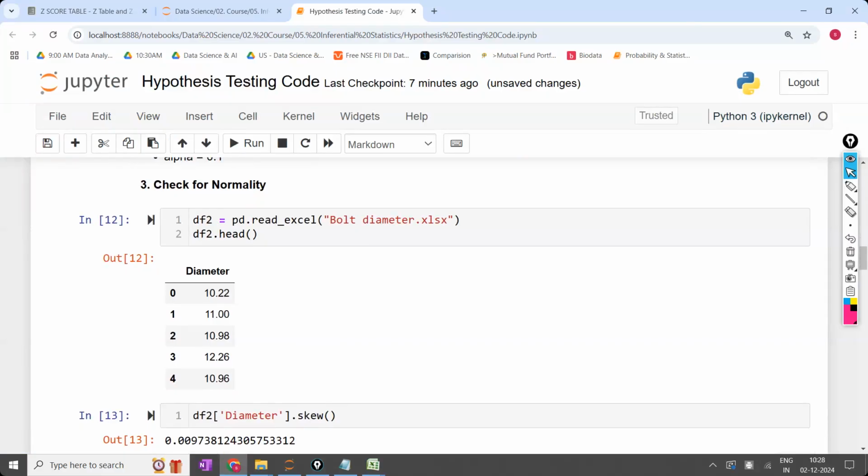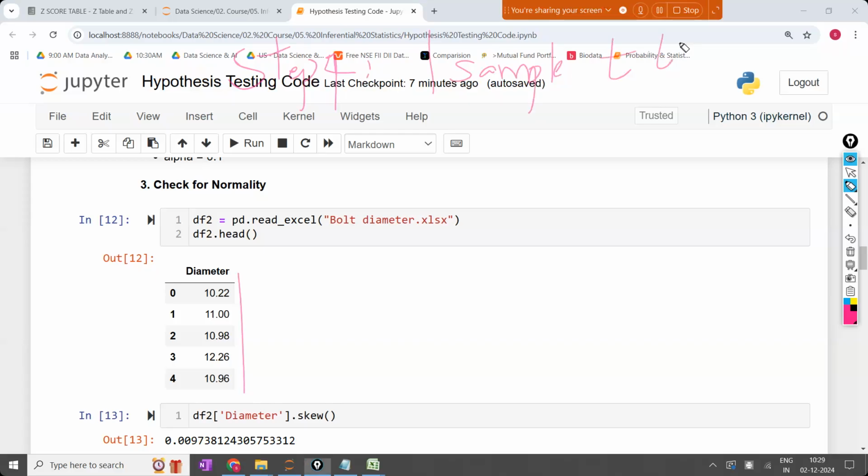Next, step 4. Select the test. What is the test? One sample, because only one column is there. So obviously one sample. Z test or T test? T test, because the population standard deviation was not given. Go with the T test. Left tail or two tail? For a T test also, left tail, two tail and right tail are there. Here it is a two tail rejection.